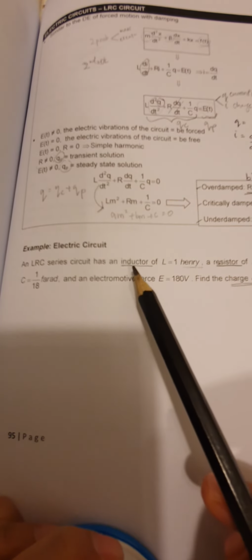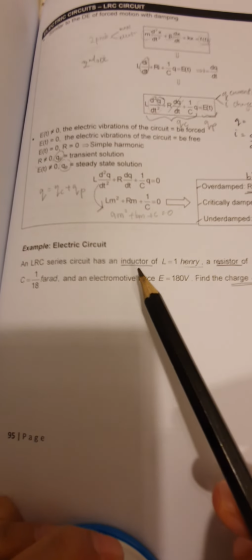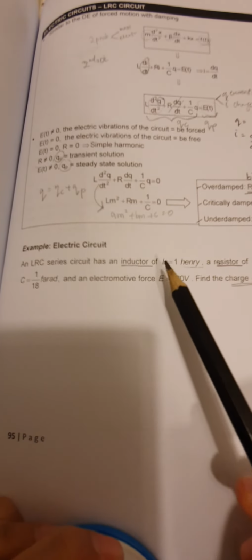So kalau dia tak bagi tahu, maknanya dia just kata has an inductor 1 Henry. So you need to know that inductor the symbol is L. Sebab saya takut nanti you all tertukar masa nak masukkan dalam equation.